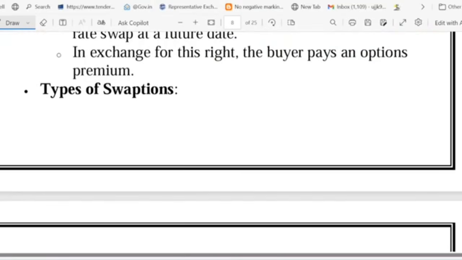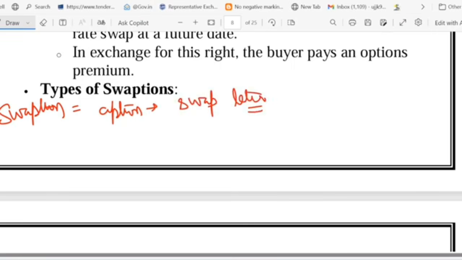So let's summarize the key points about swaption. What we have learned? A swaption is the option to enter into a swap later. The buyer pays a premium for the flexibility. Premium has to be paid. It is a kind of OTC contract. They are not traded on an exchange.